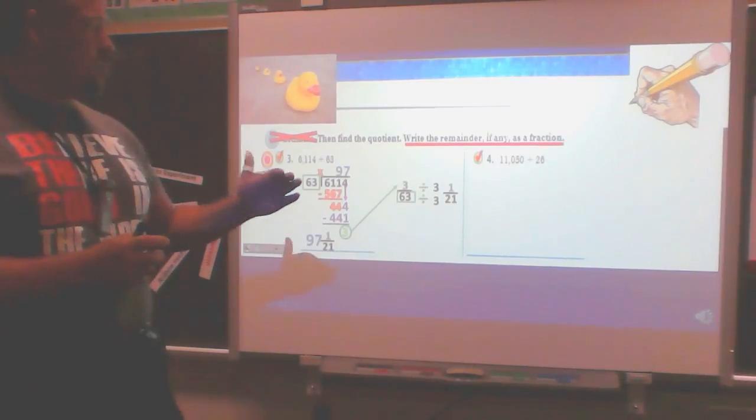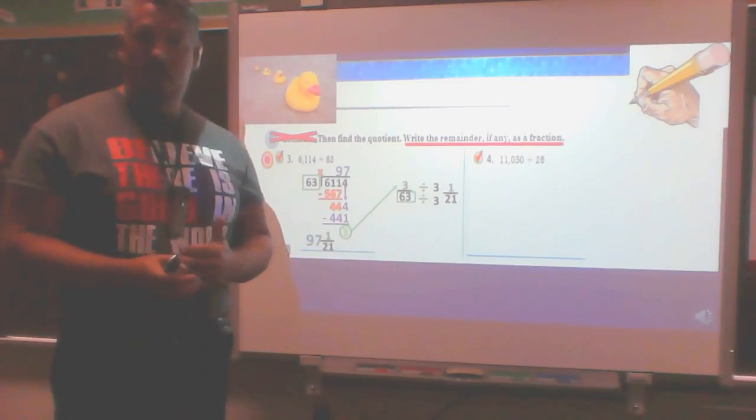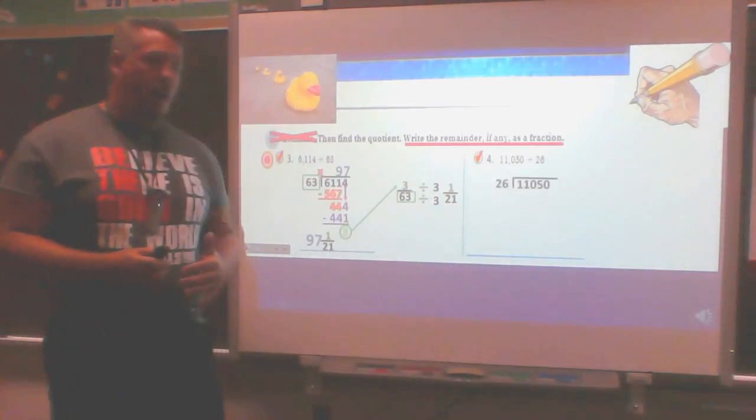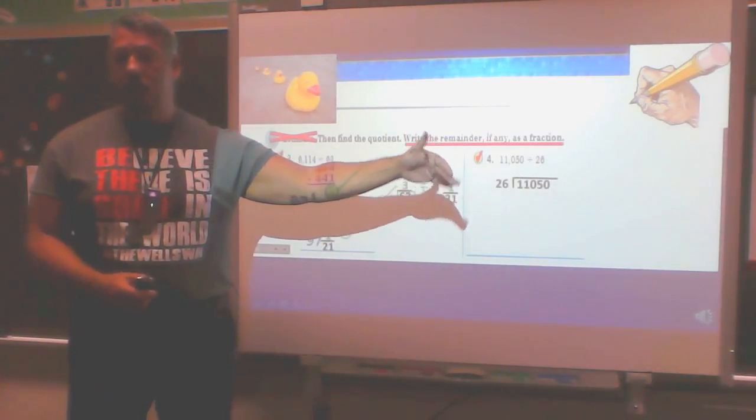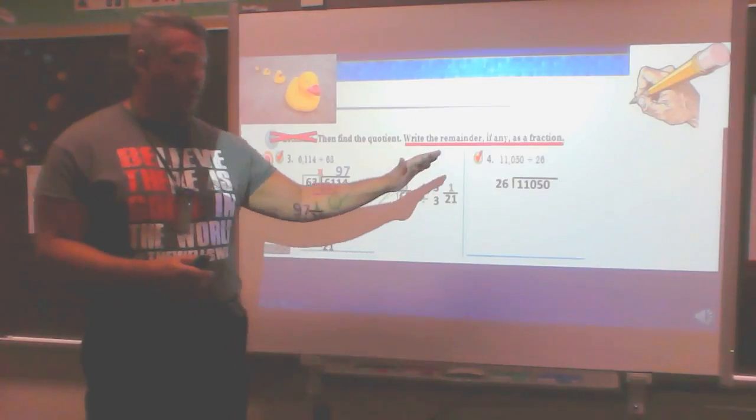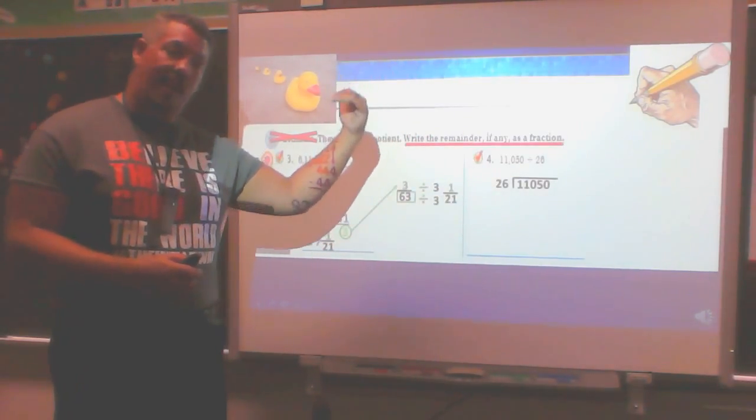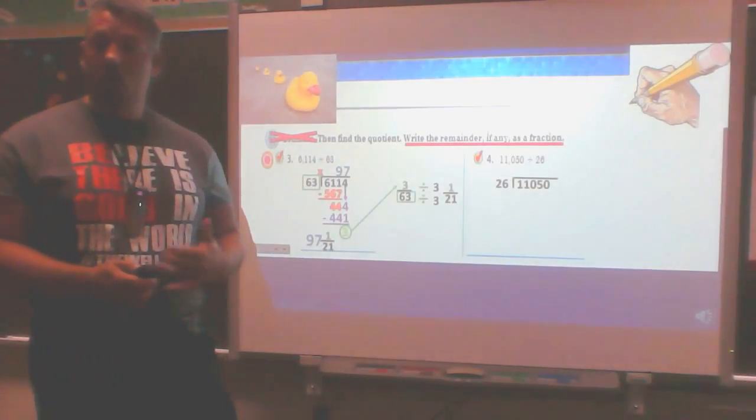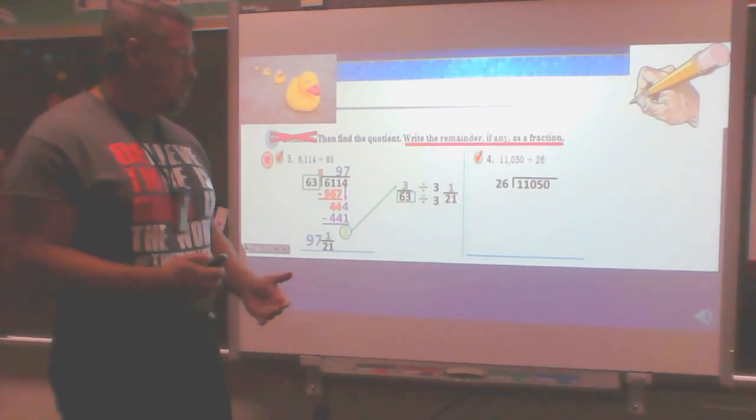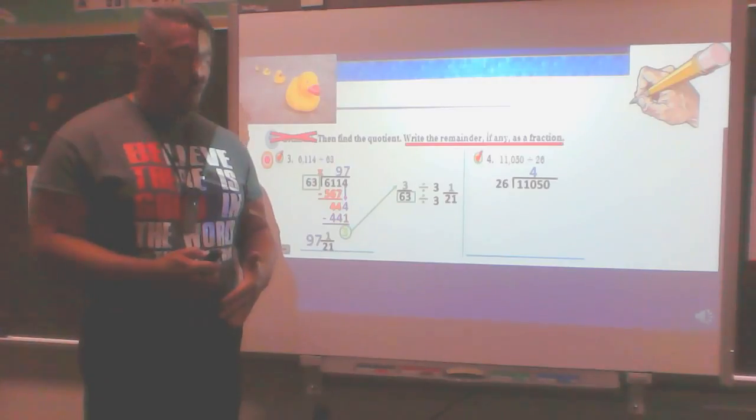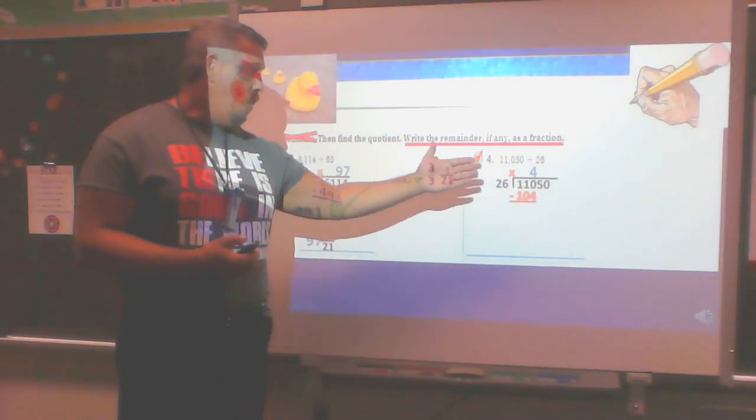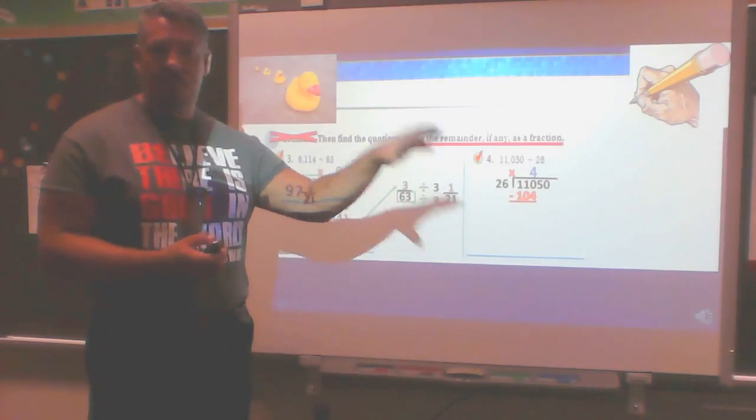All right, so practice number 4 gives me 11,050 divided by 26. Once again, I want to set up my division box. My first number is my dividend. It goes inside the box. My second number is my divisor. It goes on the outside of the box. 26 will not go into 11, but it will go into 110. It goes into 110 4 times with stuff left over. So I multiply 4 by 26, and I get rid of that stuff.